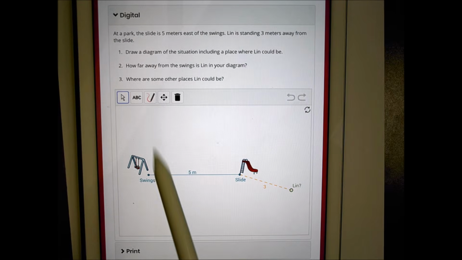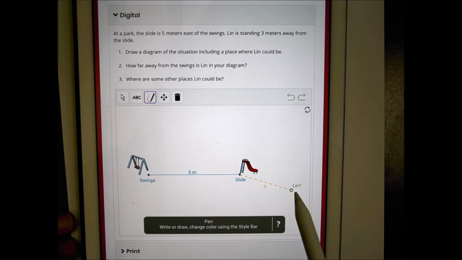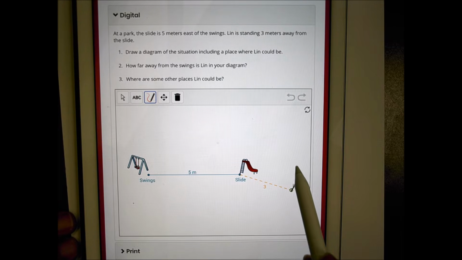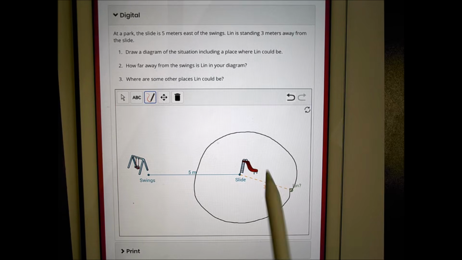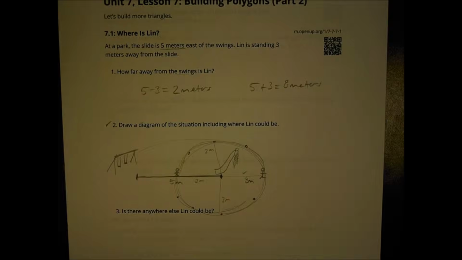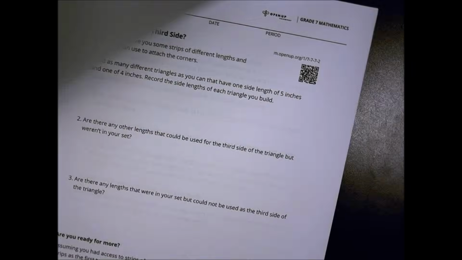I think we're good. Okay, so I come over here, I get the pin. And the idea is we say, here's our swings, here's our slide, and so Lynn is going to be anywhere in that circle region there, right? So that's the same picture, just with a little nicer slide and a little nicer set of swings. Isn't that sweet? Okay, let's look at the next thing.